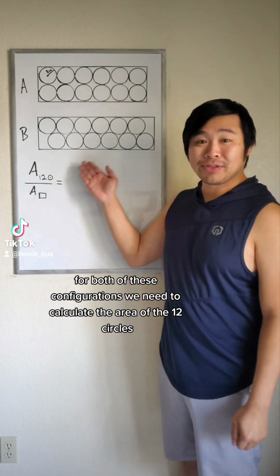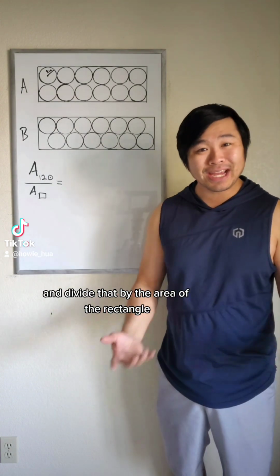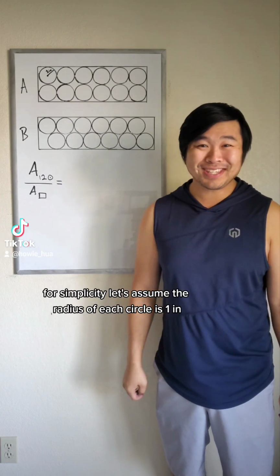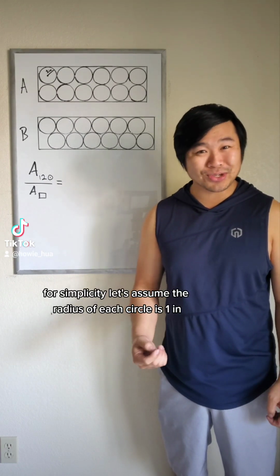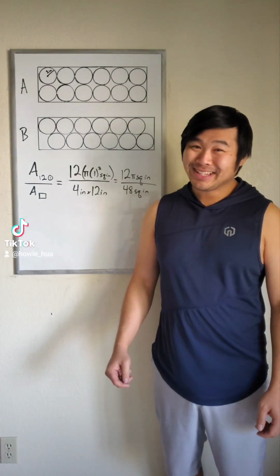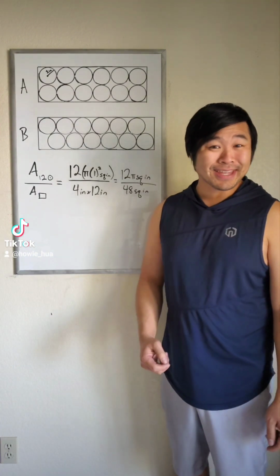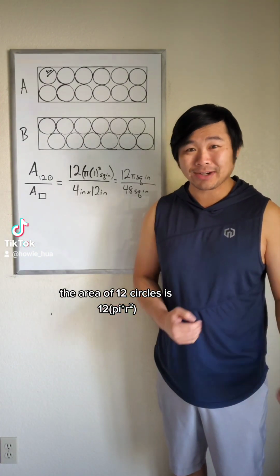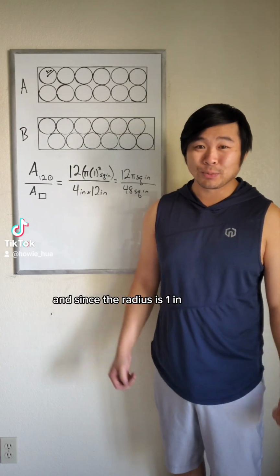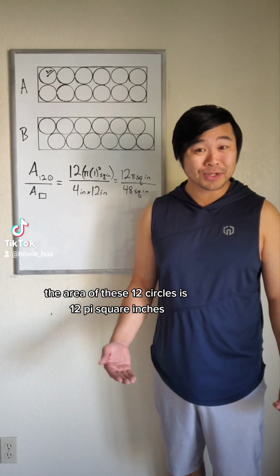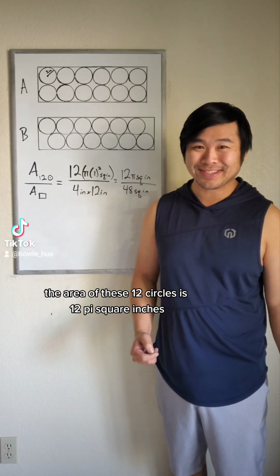For both of these configurations, we need to calculate the area of the 12 circles and divide that by the area of the rectangle. For simplicity, let's assume the radius of each circle is 1 inch. Let's start with configuration A. The area of 12 circles is 12 pi r squared, and since the radius is 1 inch, the area of these 12 circles is 12 pi square inches.